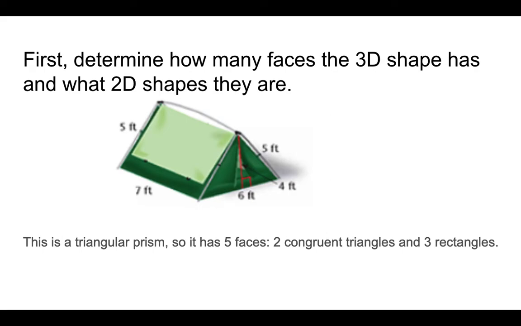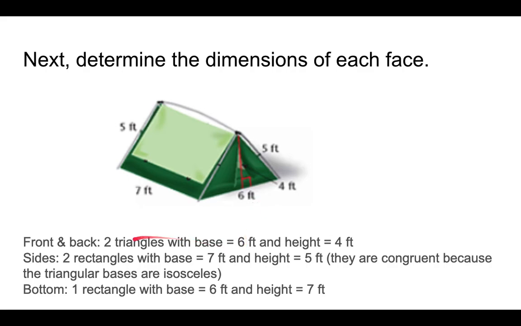But this one, it is a triangular prism again, but this time the triangles are isosceles. So what that means is that 2 of the rectangles will be congruent. So we're determining how many faces it has and what the 2D shapes are. So it has 5 faces: 2 congruent triangles, and then 1 over there, another one, 2, and then on the bottom, 3 rectangles. But when we look at the dimensions, we're going to find that we have those 2 triangles that each have a 6 foot by 4 foot. Remember, it has to be perpendicular to each other, 6 feet across this way, and 4 feet is going up this way.